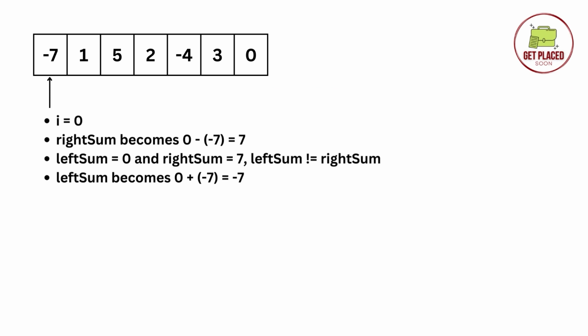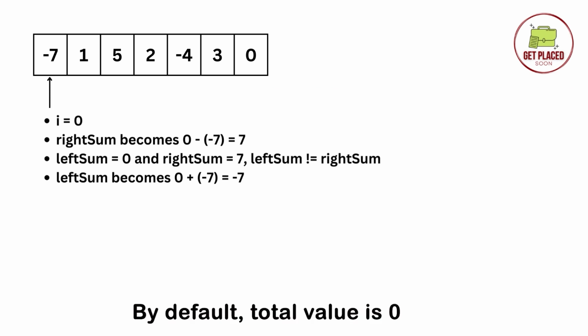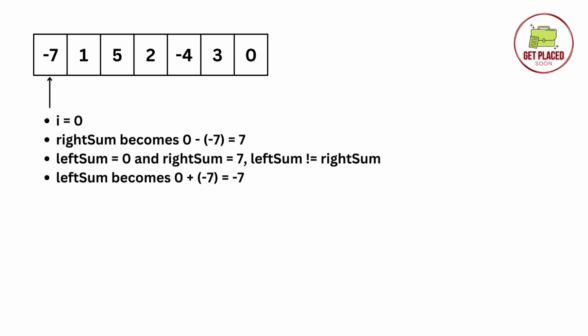Now at i equals 0, right sum is the total value, right? So by default, the total value is 0. Now right sum becomes 0 minus minus 7, that is equal to 7. Now we will compare left sum and right sum. Left sum is not equal to right sum. So left sum becomes 0 plus minus 7, that is minus 7.